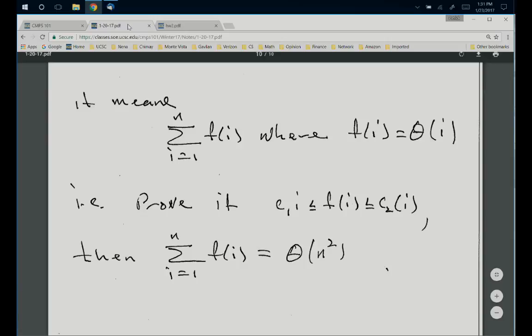We need some examples, and I'll give you some. Before we do that, let us look at another way of saying the same thing. f of n is little o of g of n if and only if the limit as n goes to infinity of f of n over g of n equals 0.